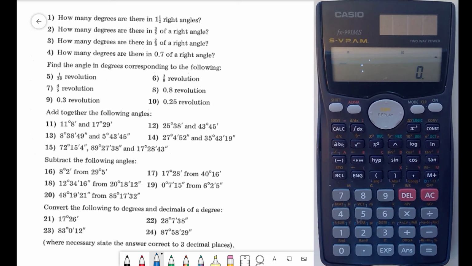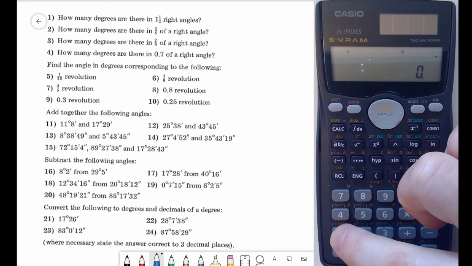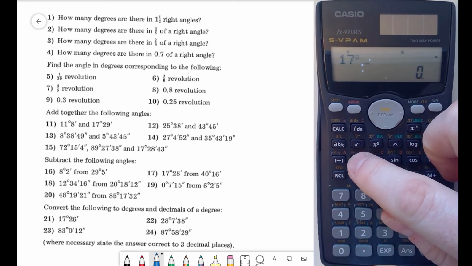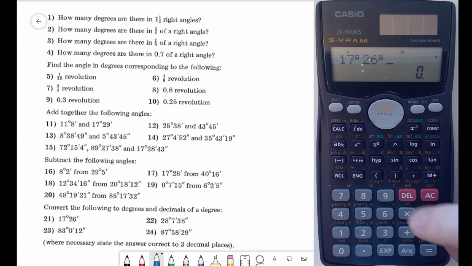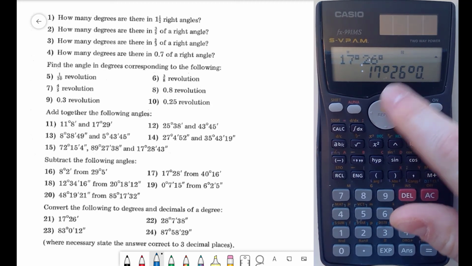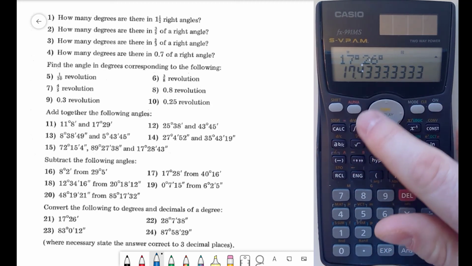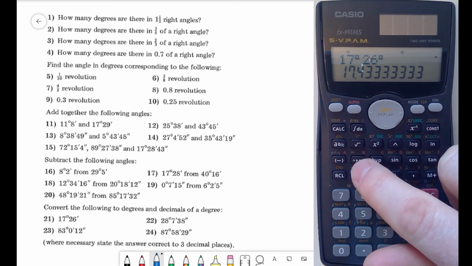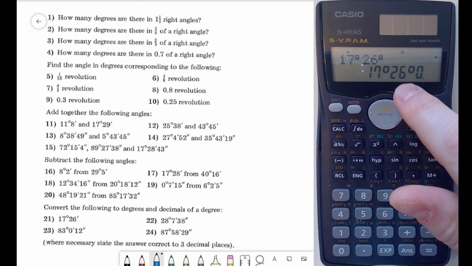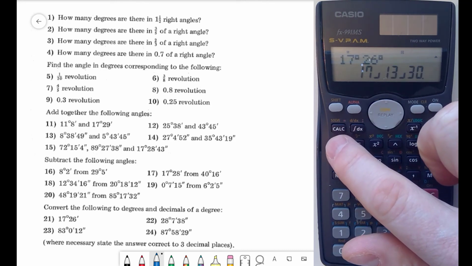So for question 21, let's convert 17 degrees, 26 minutes into a decimal. So I can type in 17 degrees, 26 minutes, press my equals key to enter it into the calculator. There it is. Now I just press my degrees, minutes, seconds button again to get it as a decimal, which is 17.433.